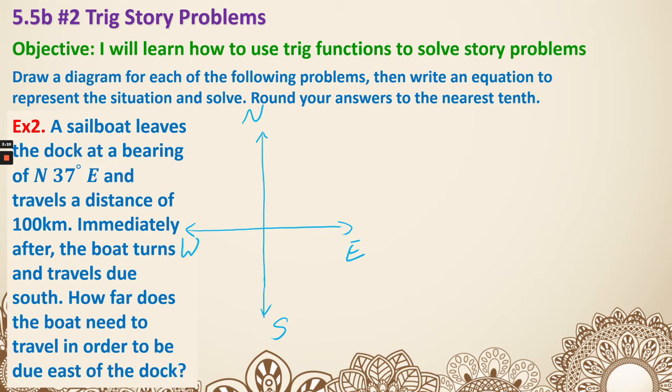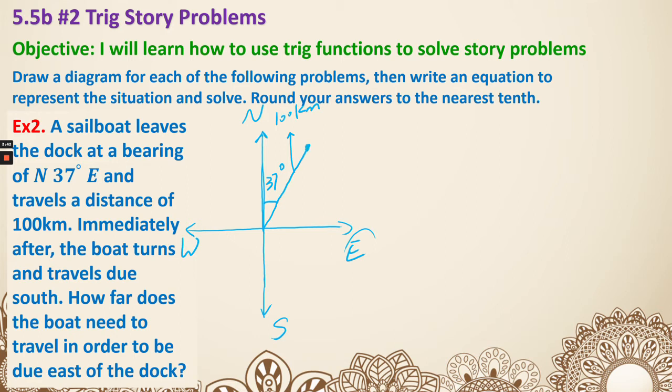So north 37 degrees east. North is up, 37 degrees east. East is on the right, so it's got to be somewhere around here. And this is the 37 degrees. It traveled for a distance of 100 kilometers. So this is 100 kilometers.